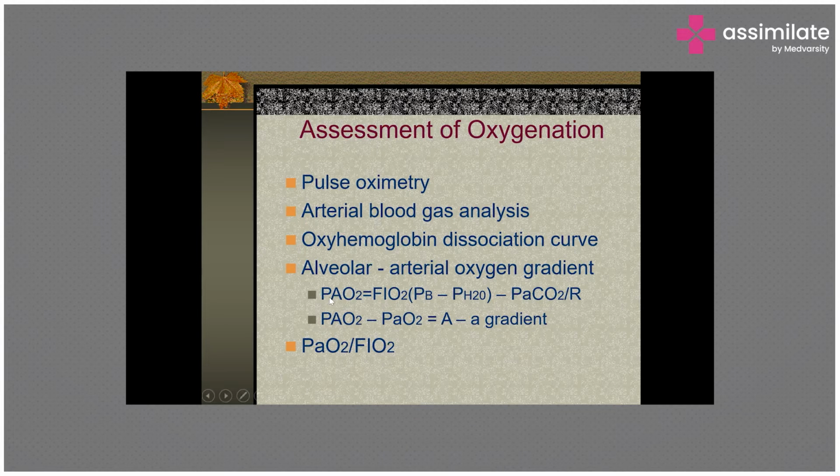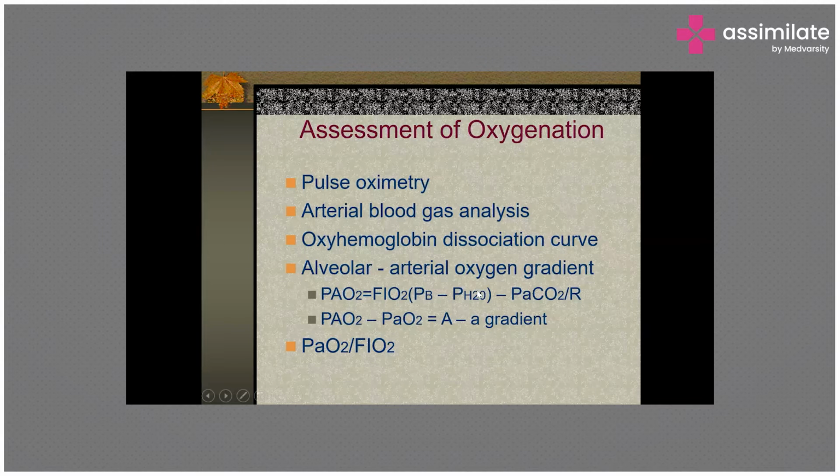First, we need to measure the alveolar oxygen. Alveolar oxygen level is calculated as FiO2 into atmospheric pressure, which is 760, minus the relative humidity, which is around 47 millimeters of mercury. 760 minus 47 will be around 713, and then it has to be subtracted by PCO2 upon the respiratory quotient, which is around 0.6.